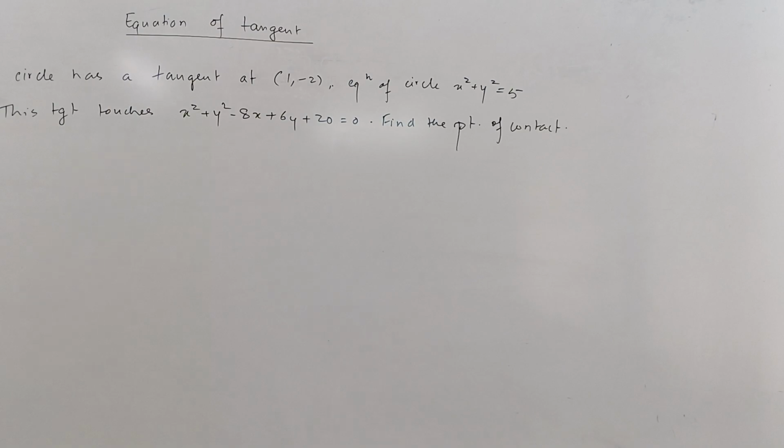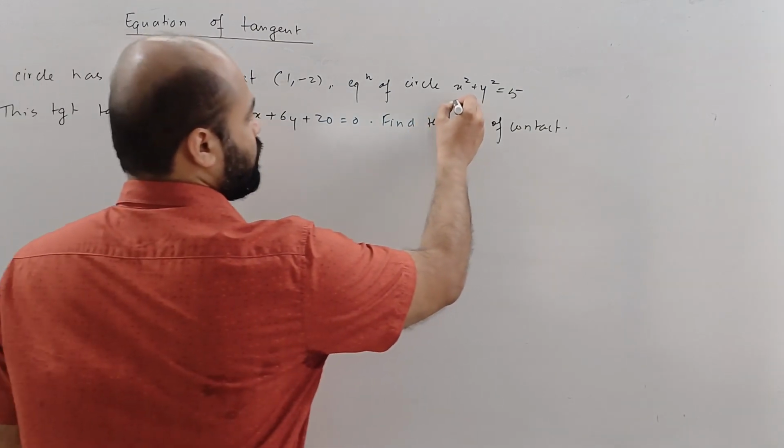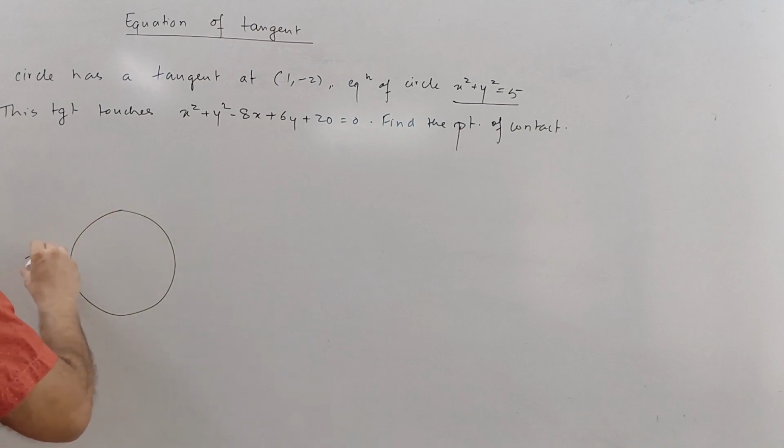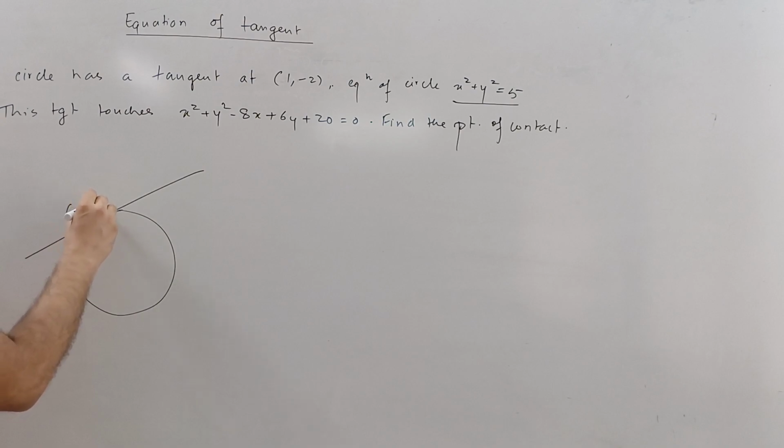Let's take up another question. So it says that a circle x square plus y square equals to 5. So the equation of a circle is mentioned here. Has a tangent at the point 1, minus 2. So let's draw it. Let's say this is the circle and this is how it is. And this point is given to us as 1, minus 2. This point is 0, 0 and this radius is given as 5. That's the information that we have for now.